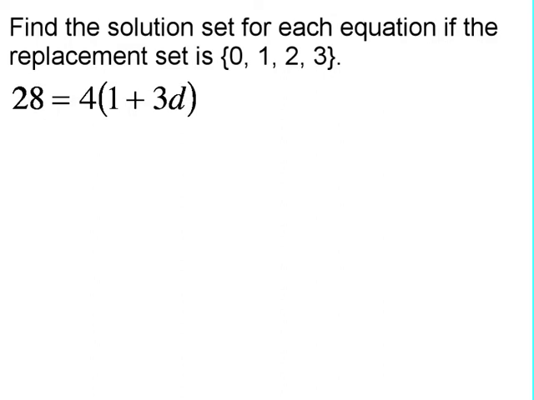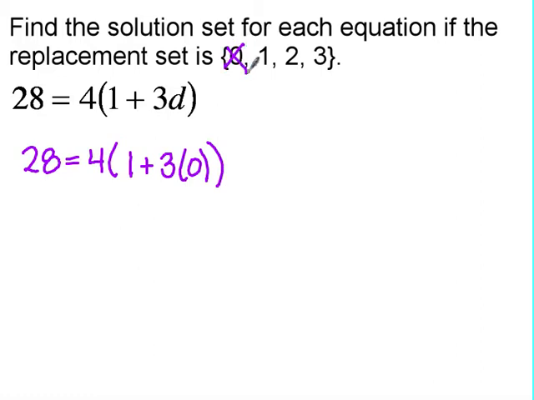Find the solution set for each equation if the replacement set is 0, 1, 2, and 3. Okay, so I start by plugging in 0. So I'm going to plug in 0 here. Okay. Order of operations, I do 3 times 0 first, which is what? Plus 1 times 4. Does that equal 28? Nope, so 0's out. Okay. Let's try plugging in 1 now.